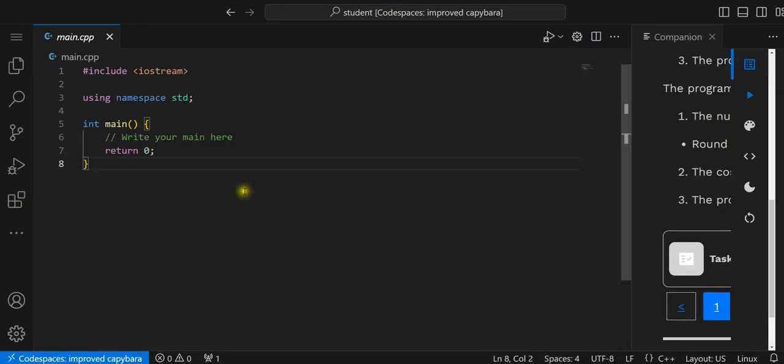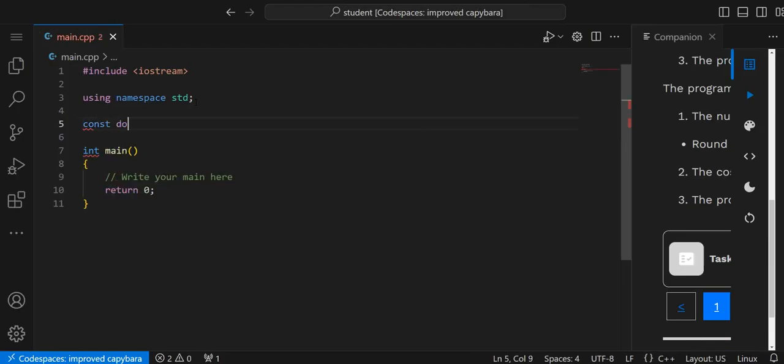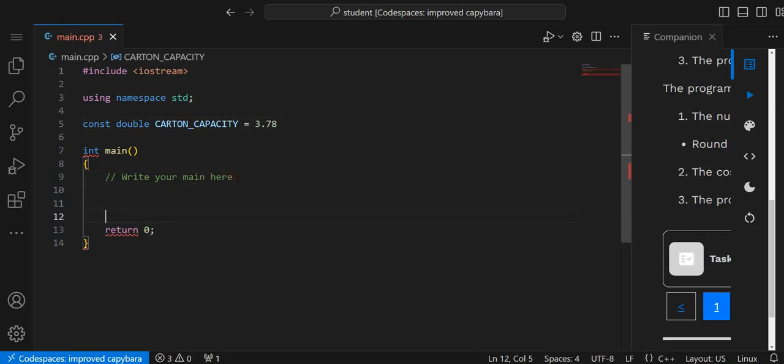Bigger. All right, let's kick it off. Let's get our cosmetics straight. Now let's go down here. We've got to do our constant. This time it's going to be a double, carton capacity, and it's equal to 3.78. That's all we need for that one. Now let's go to our main.